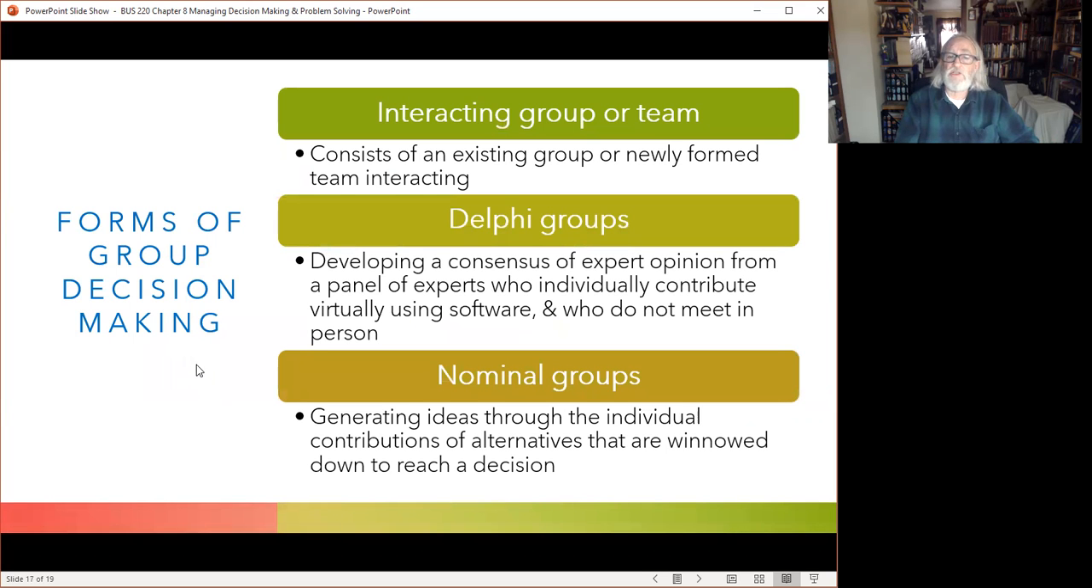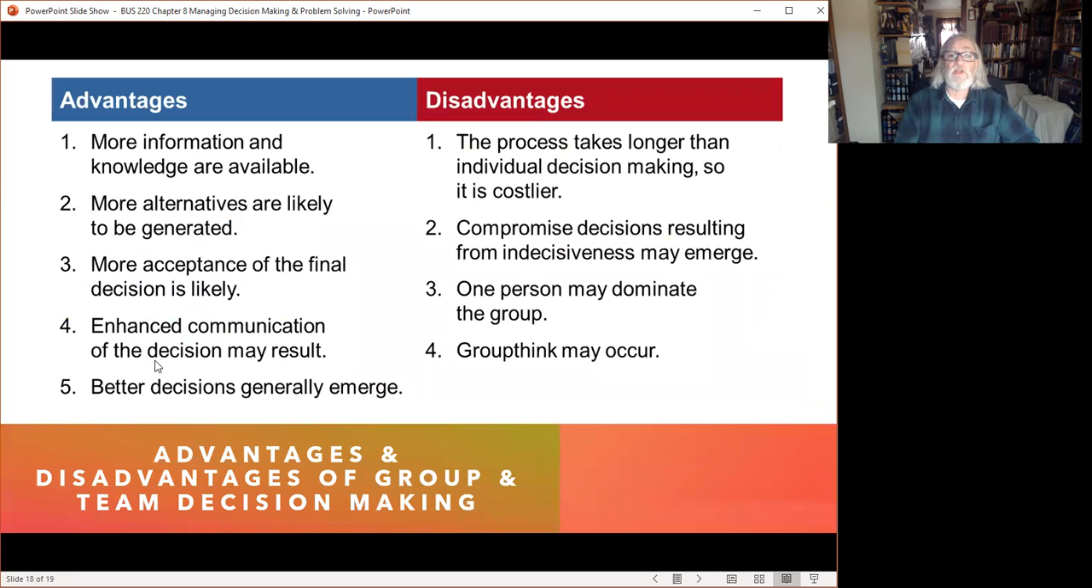And here you see my summary of what this is all about. The nominal groups: individual contributions. What is your opinion, tell me what your analysis is, and then at some point we'll take all those different analyses and look at them and reach some decisions, maybe in compilation with other members, maybe not. This is different than forming a new group, solving a specific problem, and disbanding as soon as you've done it, and then the Delphi group, which is the panel of experts.